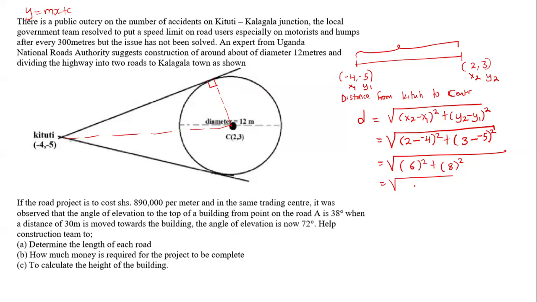So when you come here, you notice that this is 36 plus 64, which will give you 100, and we end up with 10. These are going to be the 10 meters. So this is going to be your distance. Now, after getting 10 meters, you know very well that here they have given you the diameter, but we say that this is the radius. So you know that now to get your radius, it is going to be the 12 divided by 2, which will give us 6. So here we are going to have 6 meters.